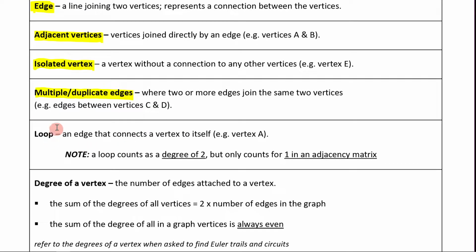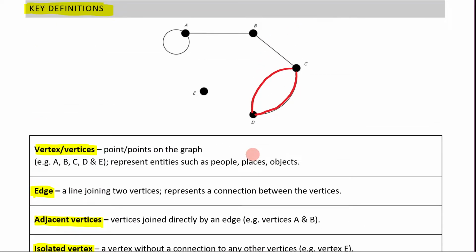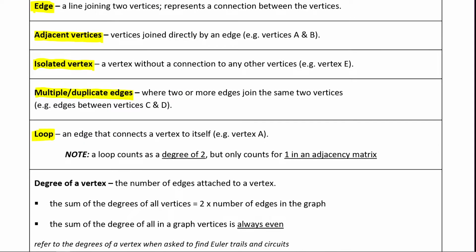Next, a loop. Let's highlight it. What is a loop? This one is pretty self-explanatory. A loop is an edge that connects a vertex to itself, e.g. vertex A. If we come up here, A has this edge that connects it back to itself, so we refer to this as a loop. Now, an important note here: a loop counts as degree 2, but only counts for 1 in an adjacency matrix. We'll see an adjacency matrix in another lesson, but we are going to talk about degrees very soon, and that time is now.